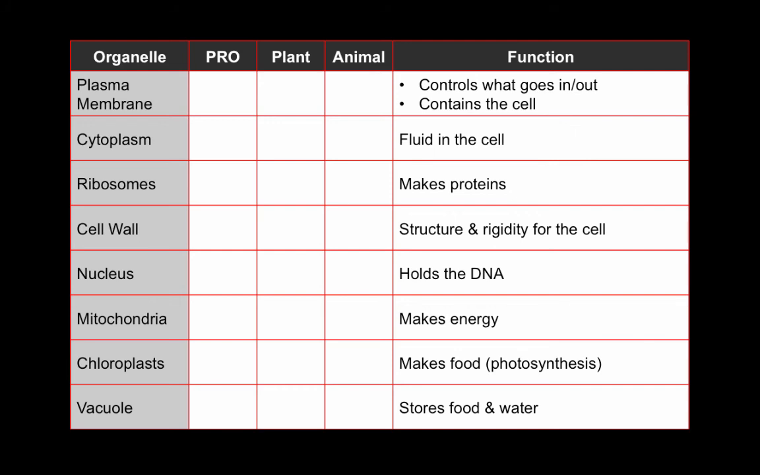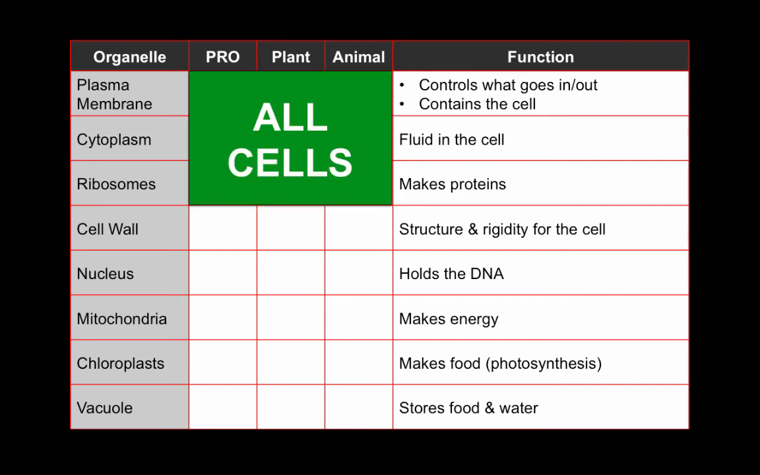So now you need to be able to basically fill out this chart here. So we have all the organelles and what they do. Make sure you know that. Now remember, all cells, and this is super important, plasma membrane, cytoplasm, ribosomes. All cells have these. You can't really be a cell and a living thing without them.